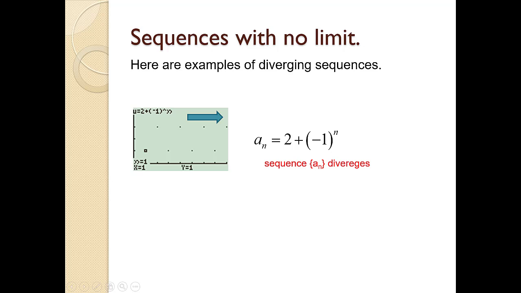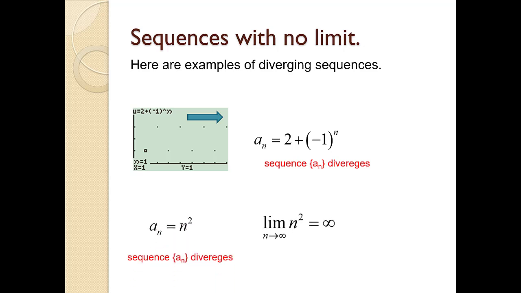If you look at the sequence a sub n equals 2 plus negative 1 to the n, as n goes from 1 to 2 to 3 to 4, the values of a sub n go from 1 to 3 over and over again forever. They don't approach anything. The sequence in this case just diverges, and the limit, in fact, just doesn't exist. We can't say anything about it.